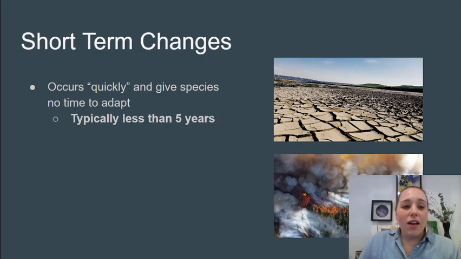So examples of when that happens, our organism will either die. So if there's a very tragic event, like a landslide, my organism's not going to be able to escape and it's going to die.